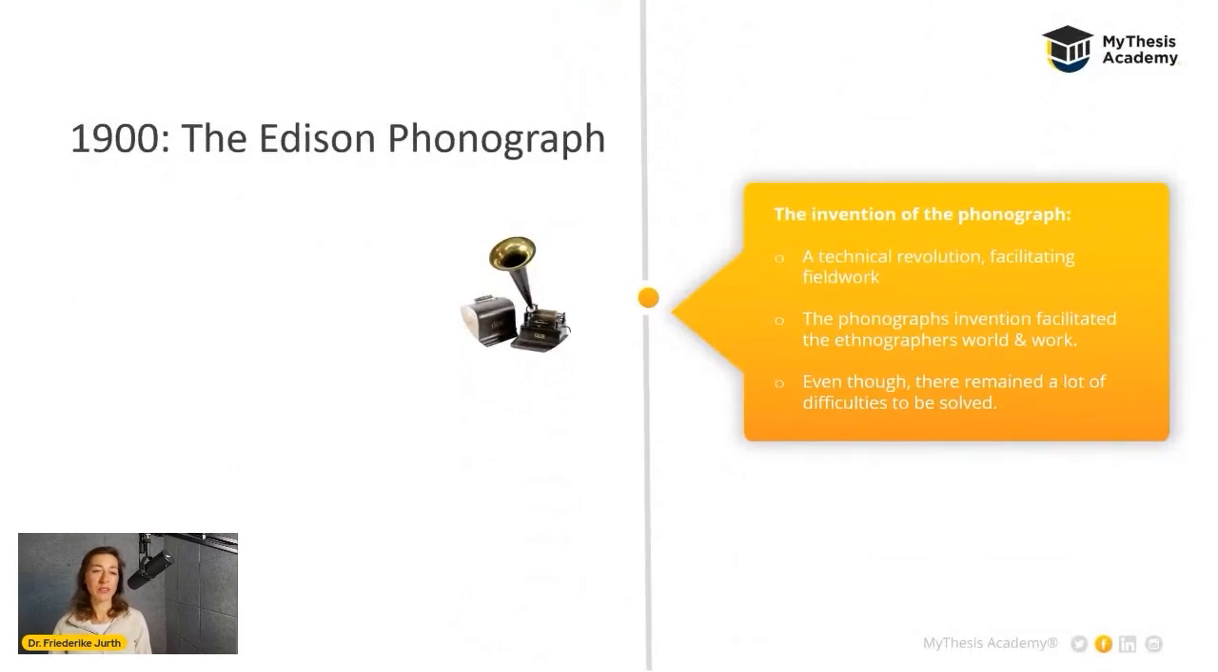The invention of the Edison phonograph was really a milestone in the history of fieldwork. Why? Because before it was not really possible to record any type of sound during travels, and it was also not possible to take technical equipment to produce sound files during fieldwork to other countries. So this technical revolution really facilitated the fieldwork and the ethnographers' work, but even so a lot of difficulties remained which still had to be solved.